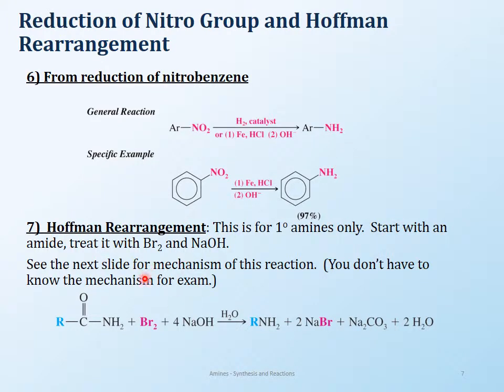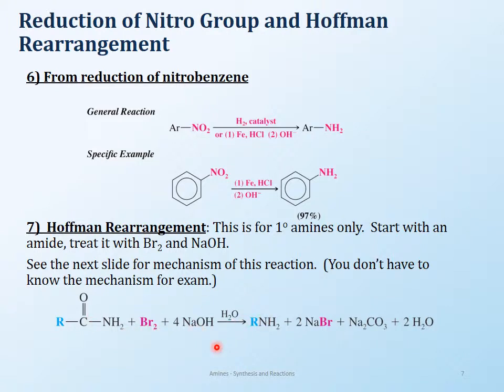What is new is right here, the Hofmann rearrangement. The Hofmann rearrangement is a neat reaction. It's only for making primary amines. You can't make any other kind of amines from this one. And in this case, you always start with an amide. You treat it with bromine and sodium hydroxide, and here is the reaction for it. You treat it with bromine and sodium hydroxide, and you end up getting RNH2.